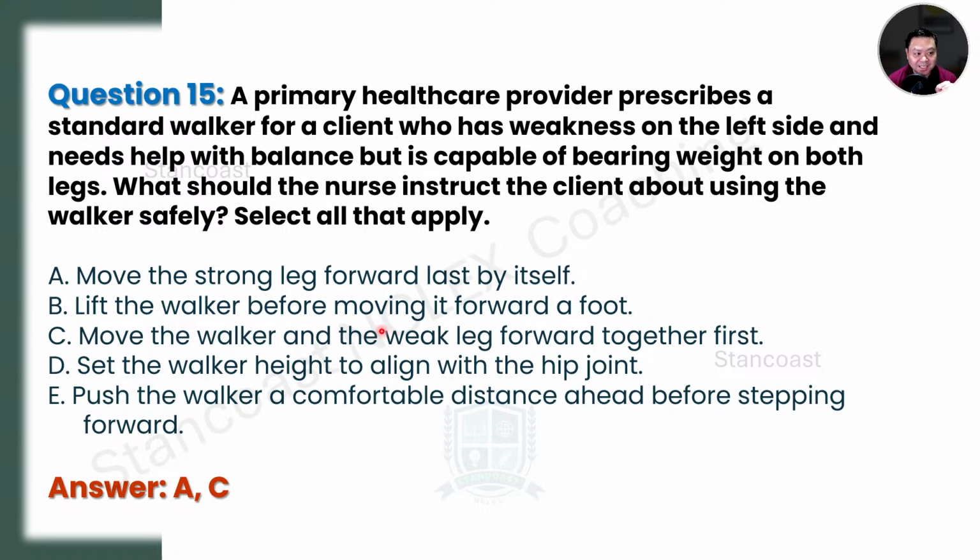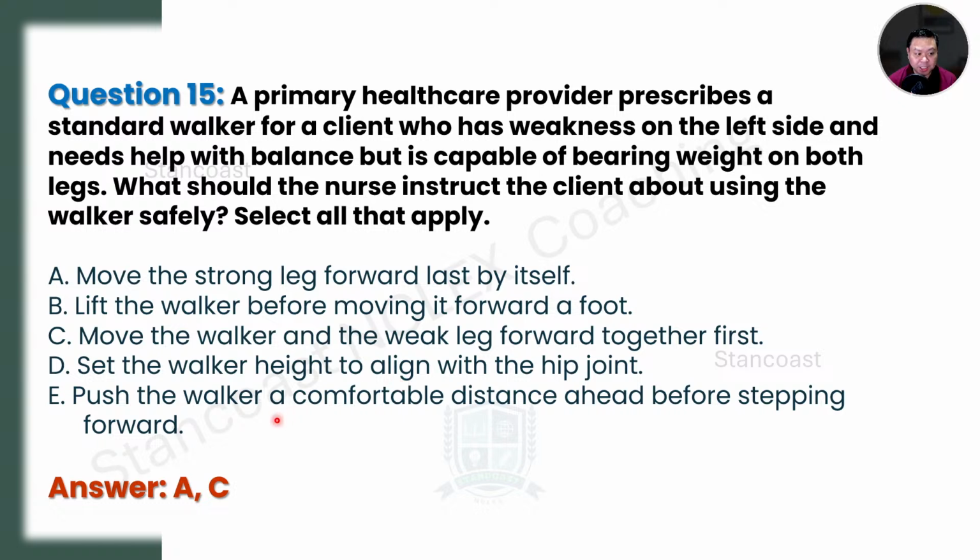Now, if you selected letter D, set the walker height to align with the hip joint. No, that should not happen. The walker should be adjusted so that it's only slightly below the waist. It should not be aligned with the hip joint. Okay, so this is not going to allow the patient that proper posture. They're not going to be able to grasp the handle at this height. This is way too much of a height.